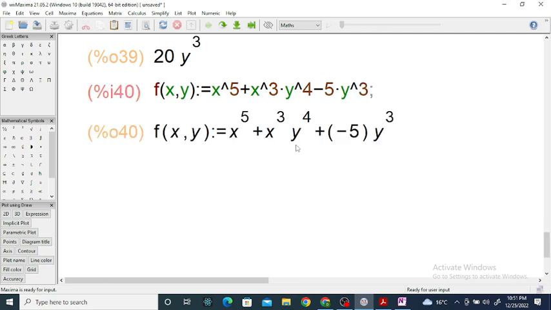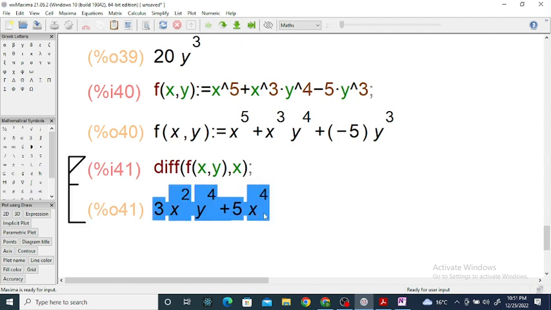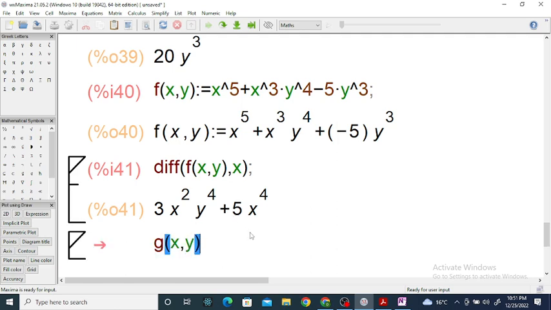So this is f of xy: x raised to 5 plus x cube y raised to 4 minus 5 y cube. Now we want to find the partial derivative of this function, so use the command diff(f(x,y), x). If you find this partial derivative, we get thrice x square y raised to 4 plus 5 x raised to 4. Now take g of xy equal to this function, 3 times x square star y raised to 4 plus 5 star x raised to 4.